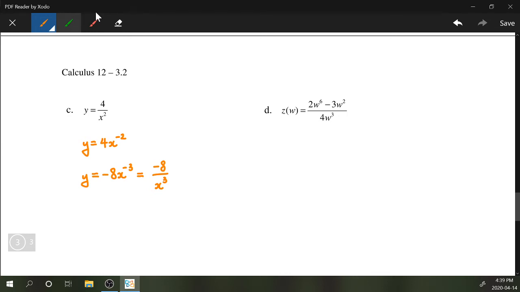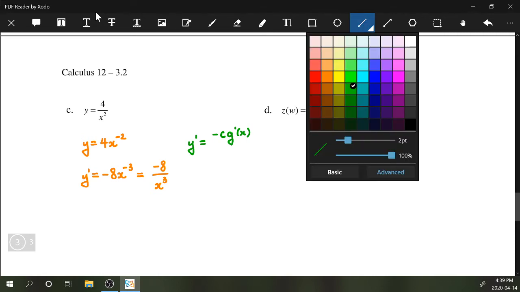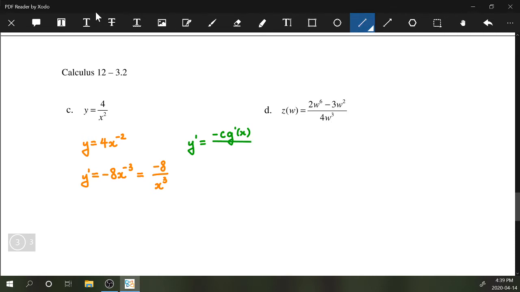Now, if you use the corollary of the quotient rule from above, you can actually get the derivative. Oh, sorry, this is a derivative. The derivative to be, again, negative c g prime of x all over g of x squared.